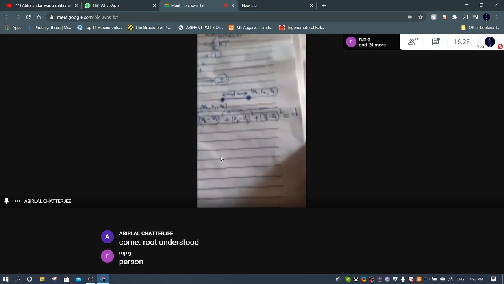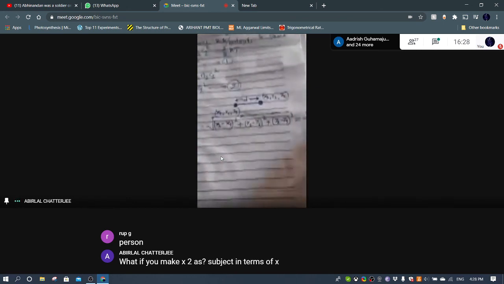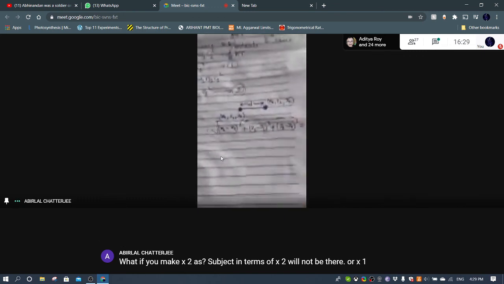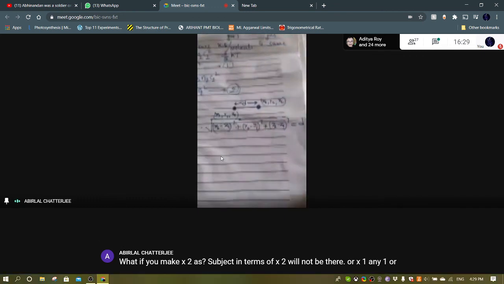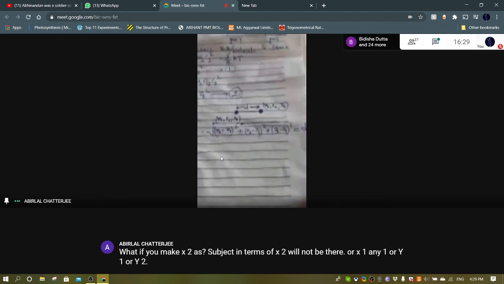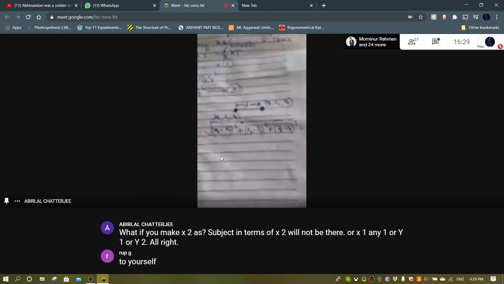So ultimately 6 minus 1 will always come. Understood? Got it? If you make x2 the subject in terms of the others, then x2 will not be there, or x1, anyone, or y1 or y2, or z1 or z2. All right. Yes, sir.